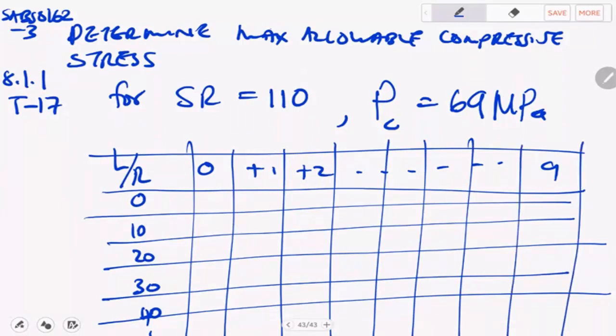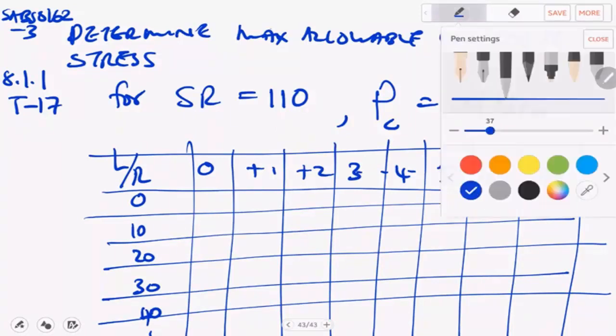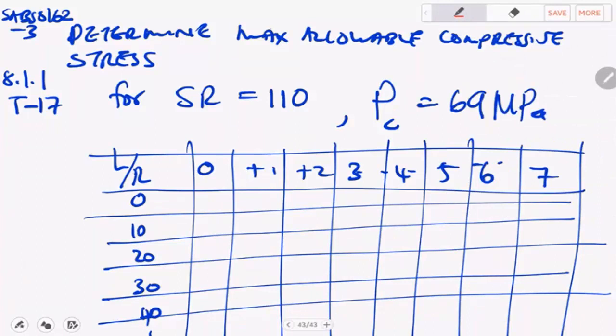Right. So if I want a slenderness ratio of 25, this is plus 2, 3, 4, 5, 6, maybe this one is a 7. Okay. So if I want a slenderness ratio of 25, I go to 20 and 5. Where these two meet, that's the value of allowable stress for a 25 slenderness ratio. It's 20 units down, 5 units to the right.